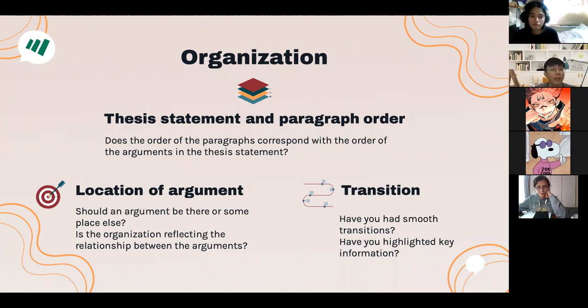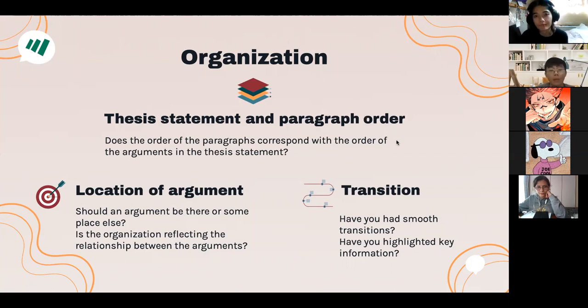And the last thing is the transition. So you want to ask questions like, have you had smooth transitions or have you highlighted key information in your transition? Because effective transitions really highlight the key information from one paragraph to the next and help to create a logical flow between the ideas. So make sure you have a smooth transition between your paragraphs, as this, I think, would ensure the cohesion of your paper. And there are many ways for you to do it, to be honest. You can mention the previous argument in your next paragraph, or mention the next argument in your previous paragraph, and many other ways. So that's for revising.